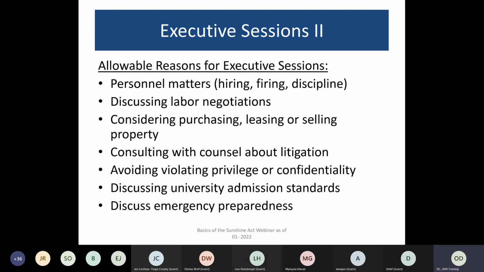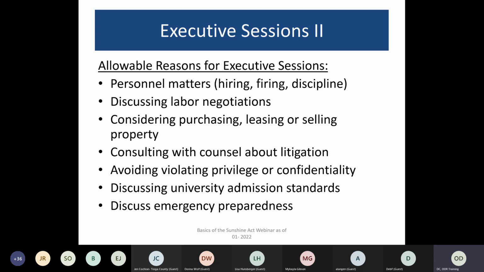Considering purchasing, leasing, or selling a property. The law does not use the term selling, but there is an unpublished Commonwealth Court decision where the court says it's okay to discuss property that we want to sell in executive session. Consulting with counsel about litigation, court cases, violating privilege. Okay, privilege would be discussions of a sensitive nature with your solicitor. Okay, you can do that outside of the public eye.